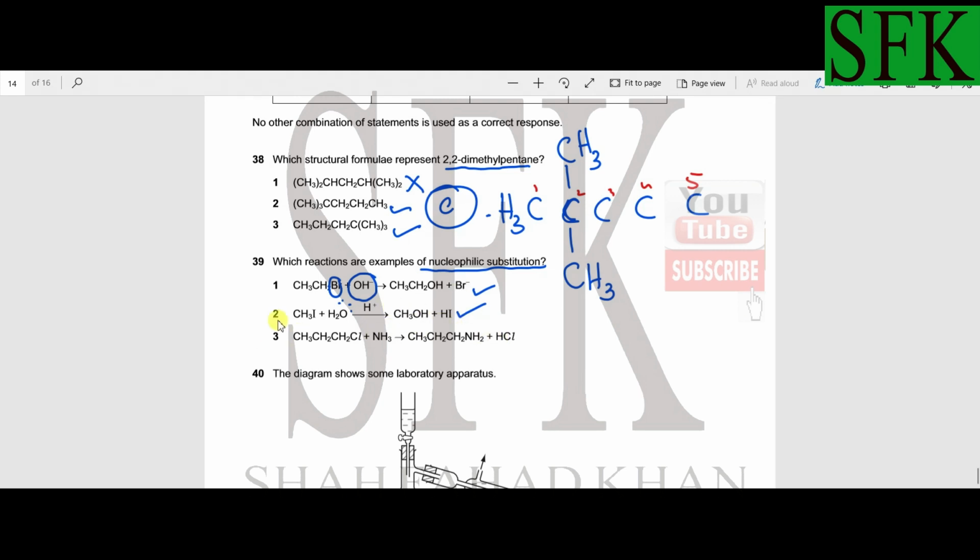This is again a reaction directly from our syllabus. And then what about ammonia? Ammonia is also a nucleophile and forms an amine group. This is also something we've done in theory part. This is also included in our syllabus, directly from the syllabus. So 1, 2, and 3, all three are correct. A is the correct option.